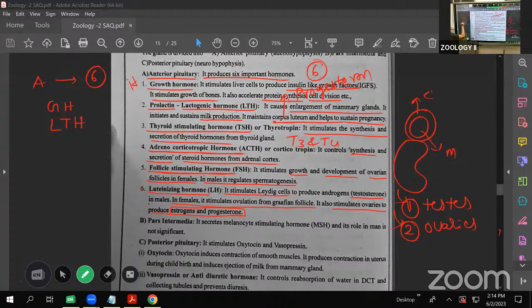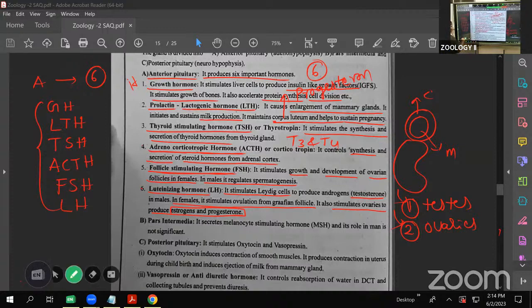Next is the TSH, thyroid stimulating hormone. Next is the adrenocorticotropic hormone, ACTH. And also next, follicle stimulating hormone. Next, the luteinizing hormone, LH. Like this, there are 6 hormones secreted by the adenohypophysis. The upper region of the pituitary produces these 6 hormones. Next is the neurohypophysis.